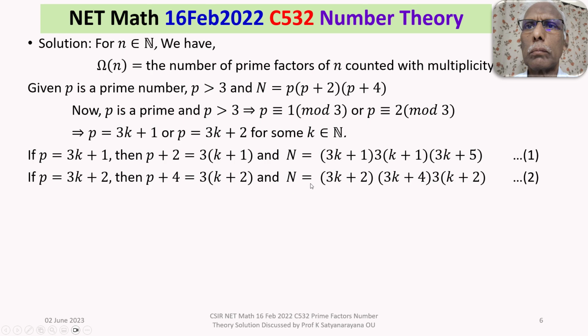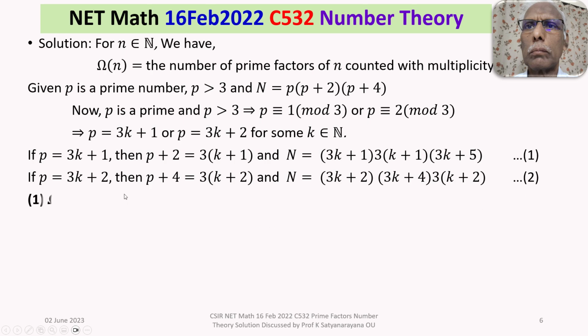Then capital N is equal to p, that is 3k plus 2. And p plus 2 is 3k plus 2 plus 2, that is 3k plus 4. And p plus 4 is 3 times k plus 2, which we have already seen. And capital N will be (3k plus 2) into (3k plus 4) multiplied by 3 multiplied by (k plus 2). That is the equation 2.